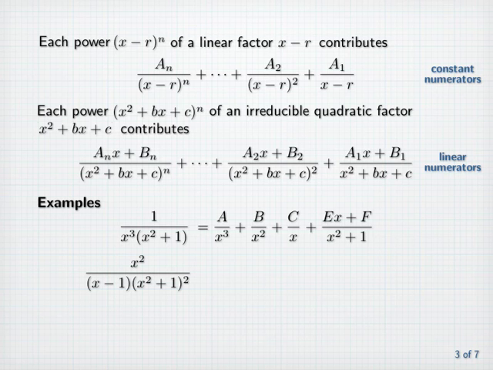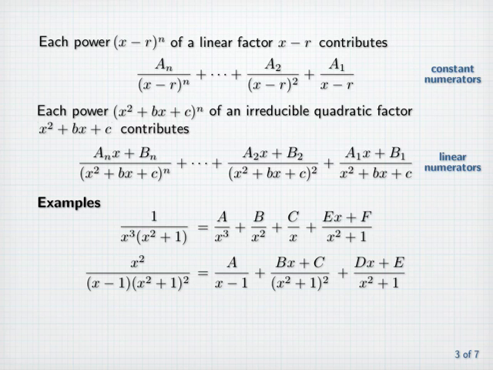Another example. X squared divided by x minus 1 times x squared plus 1 quantity squared. Here, the x minus 1 factor in the denominator is a non-repeated linear factor. It will contribute only one term, a divided by x minus 1. The quadratic factor x squared plus 1 is to the second power, so it contributes two terms, bx plus c divided by x squared plus 1 squared plus dx plus e divided by x squared plus 1 to the first power.